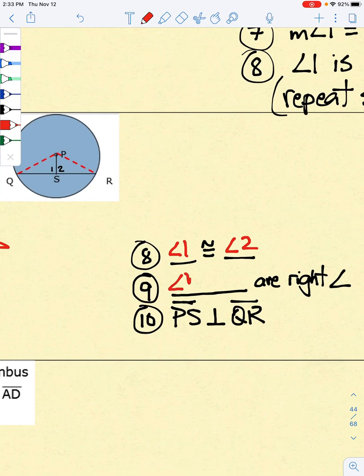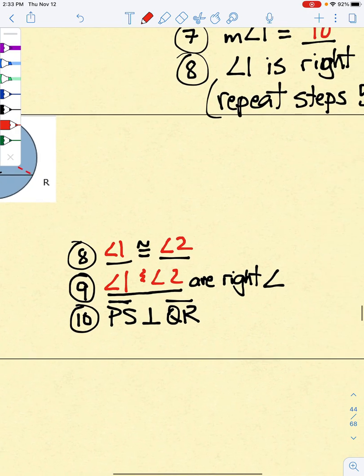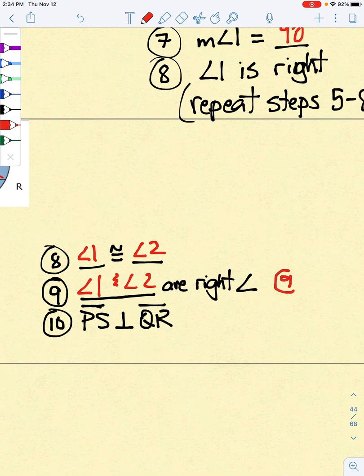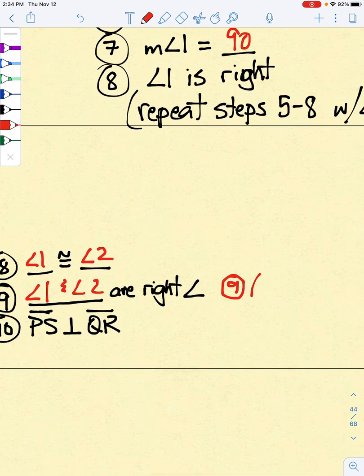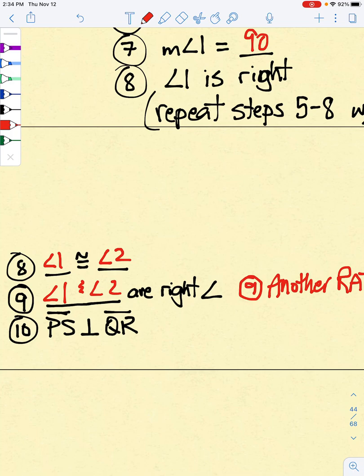Therefore, angle 1 and angle 2 are right. Again, that's by definition. Sorry, that's by our another rat. All right, and you can write the theorem out, or again, if you just specify a name like another rat, another right angle theorem, that'll be sufficient. And line 10, by definition of perpendicular, if you got two right angles next to each other, they've got to be perpendicular. All right?